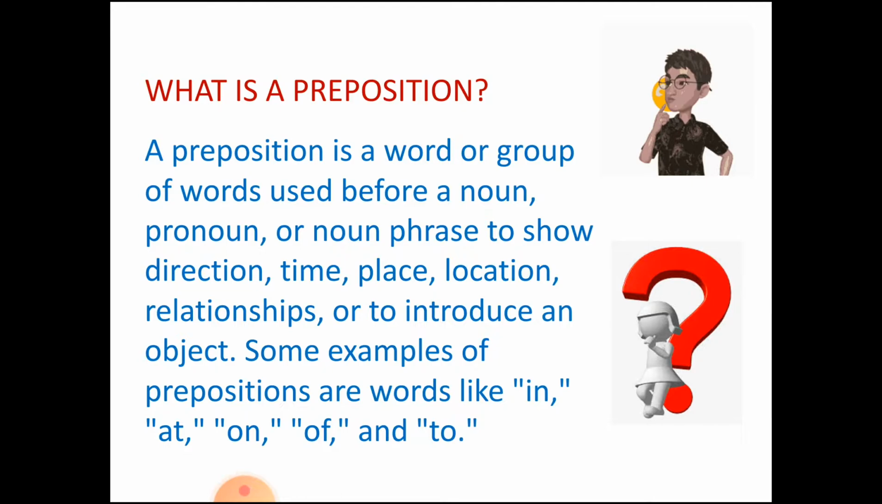So, let me repeat the definition. A preposition is a word or group of words used before a noun, pronoun or noun phrase to show direction, time, place, location, relationships or to introduce an object. So, these are called prepositions. Now, let us see some examples of prepositions: words like in, at, on, off and to. These are just some of the examples. There are others too.